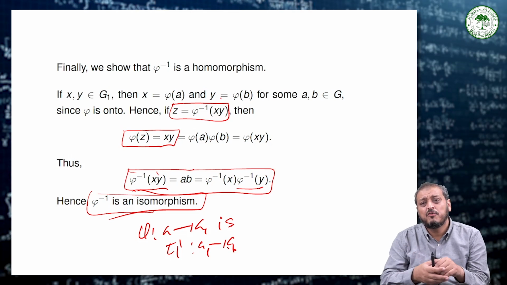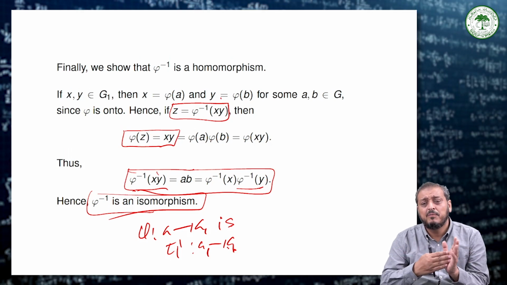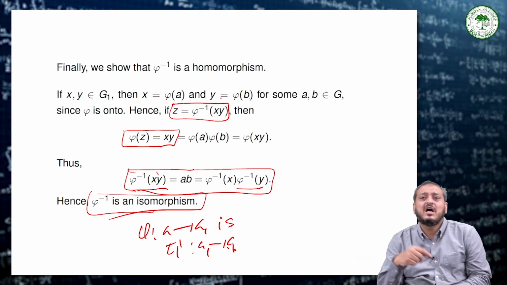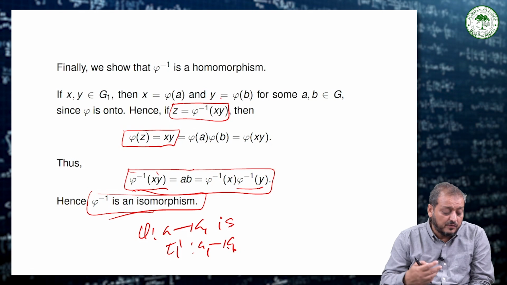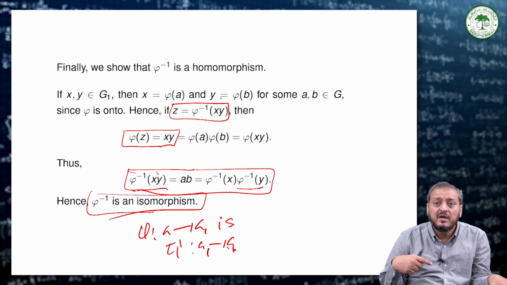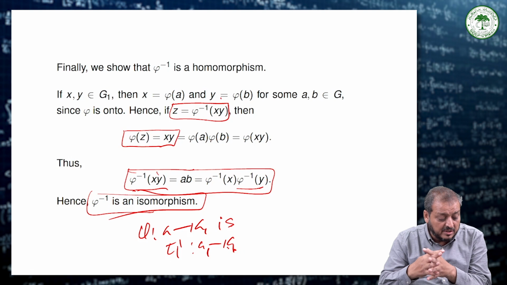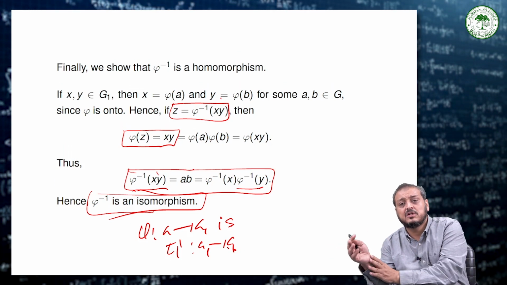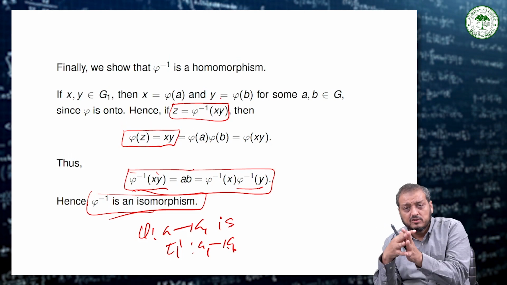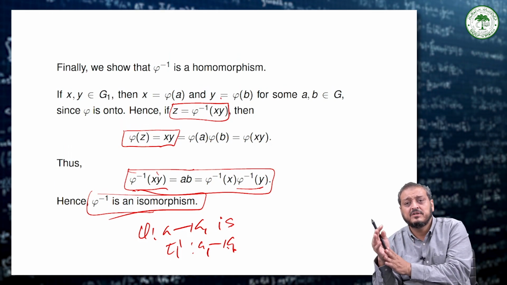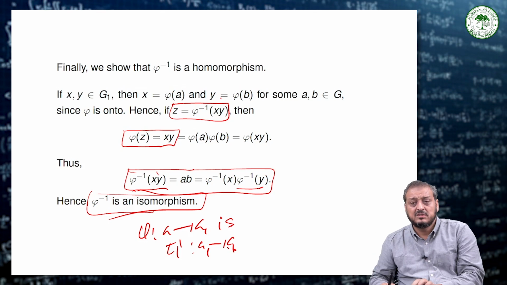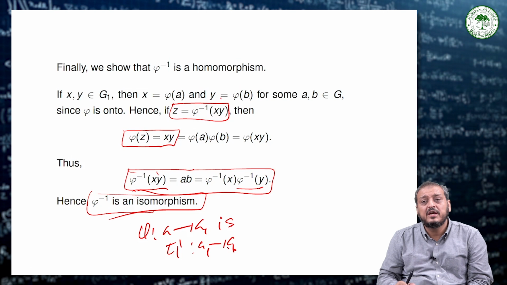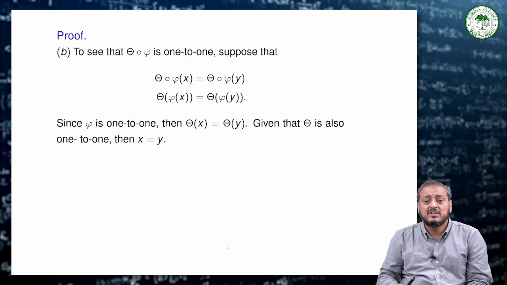You know the property of a bijective function: if f from a set A to B is bijective, then f inverse from B to A is also bijective. So the same condition holds here. If phi from G to G is a group homomorphism, an isomorphism, which is a homomorphism that is bijective, then its inverse is also a homomorphism.